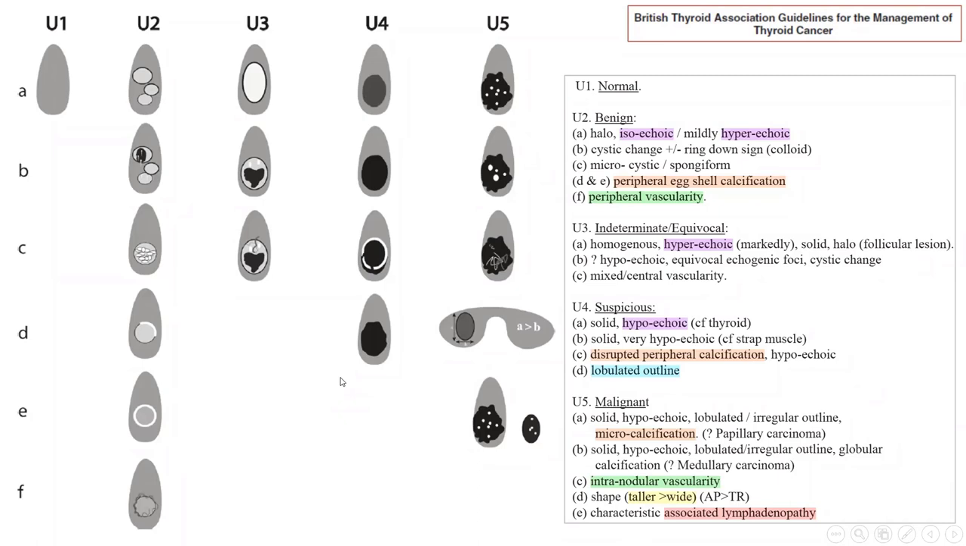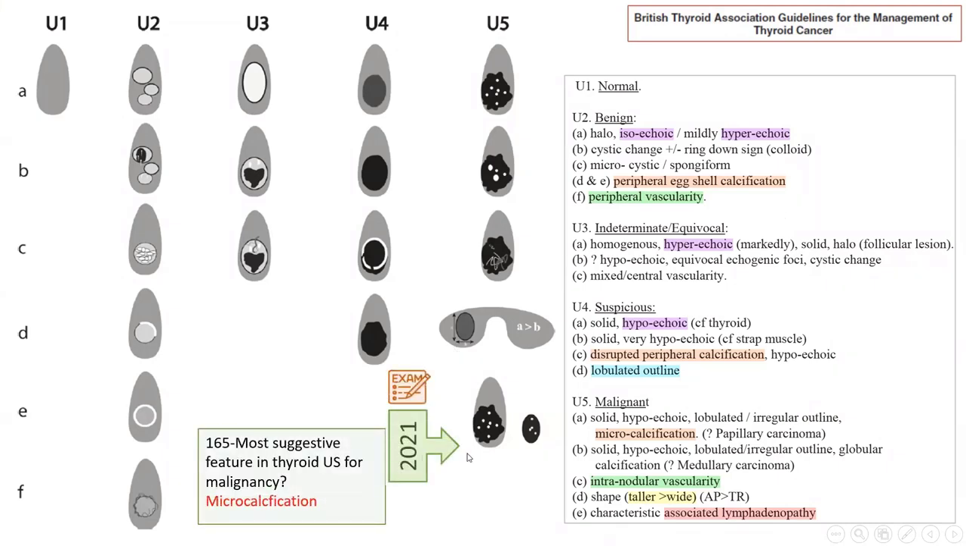The suspicious features are: microcalcification, intranodular vascularity, a nodule taller than wide, an associated suspicious lymph node, disrupted peripheral calcification, and lobulated outline. In our exam, they give a question and ask about the malignant feature, which is lobulated outline or a hypoechoic nodule. A hyperechoic nodule is also a risk feature, but not alone, because most thyroid nodules are solid. The benign features: isoechoic, peripheral halo, mildly hyperechoic nodule, peripheral eggshell calcification, and peripheral vascularity.